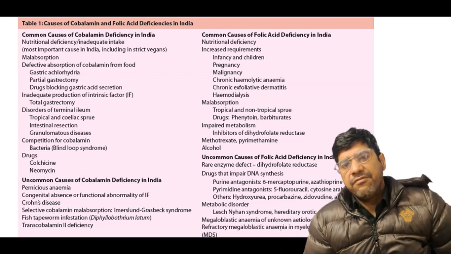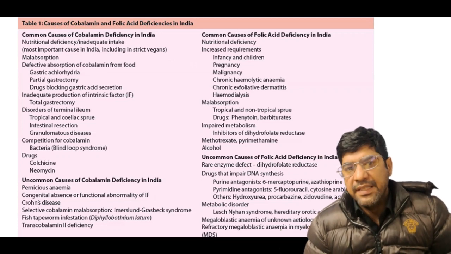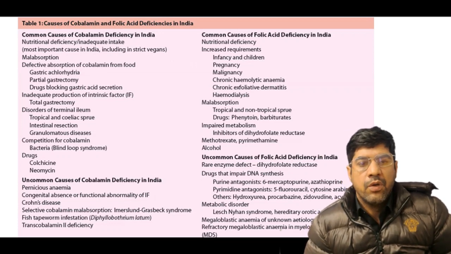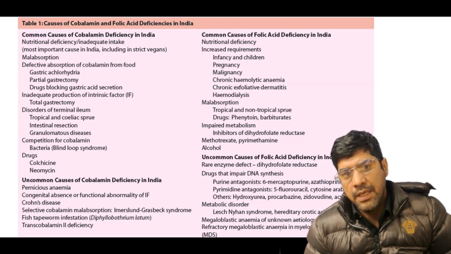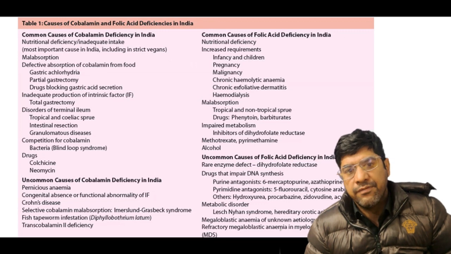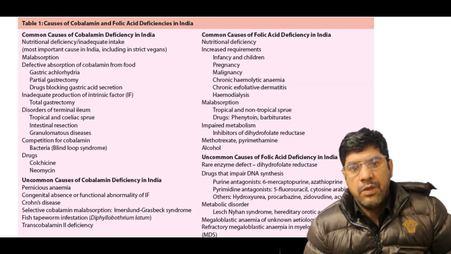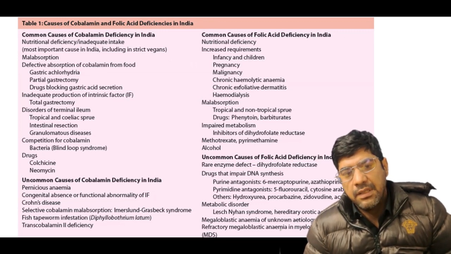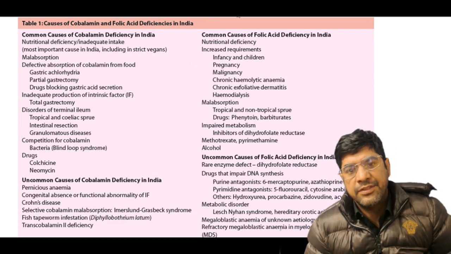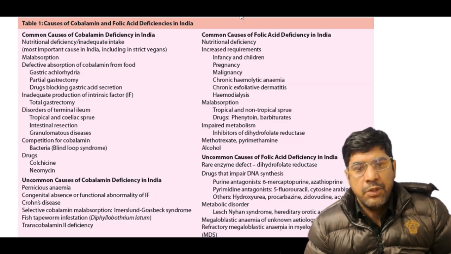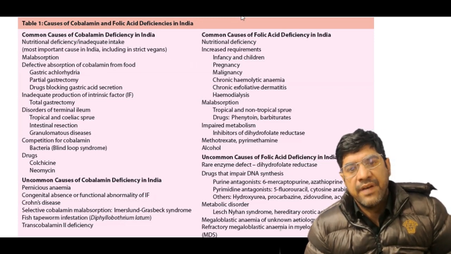Now, the prevalence of megaloblastic anemia varies. Number one, we know that dietary and pregnancy-related folate deficiency are the common causes of megaloblastic anemia. Inadequate intake of folate-rich food can lead to this deficiency. Second, pernicious anemia. We know it's an autoimmune condition that leads to vitamin B12 deficiency. Again, it occurs due to the impaired production of intrinsic factor.